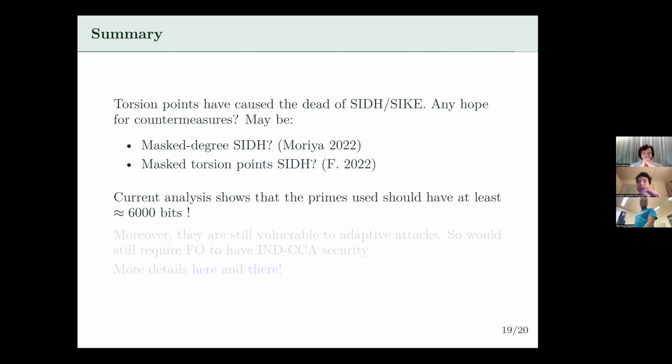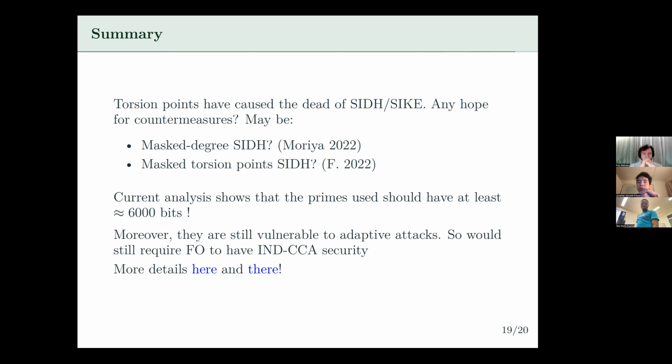With the current analysis, it shows that we need primes of at least 6,000 bits. So it's not good news, of course. And these are still vulnerable to adaptive attacks. So even if you wanted to build a KEM with it, you would still need the FO, which will make things even worse.